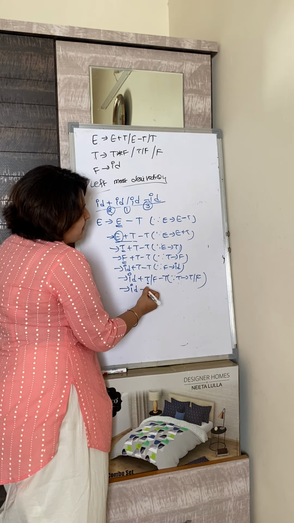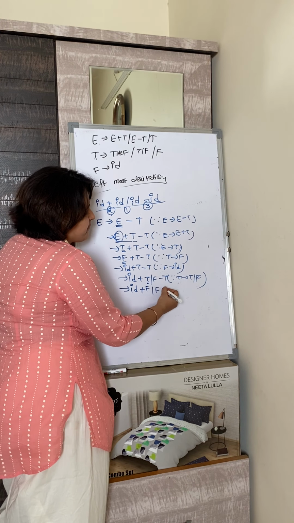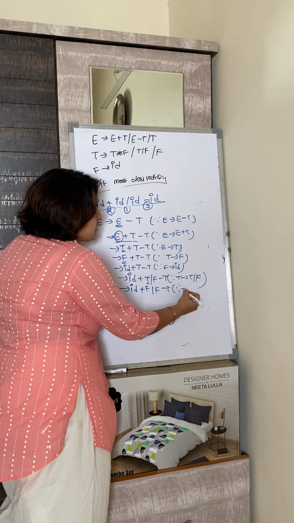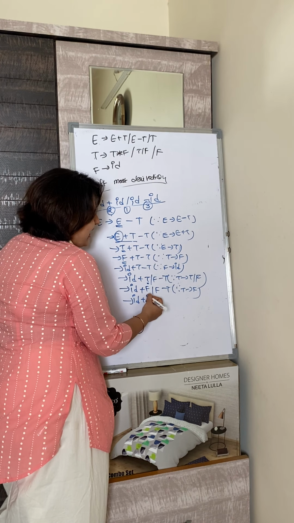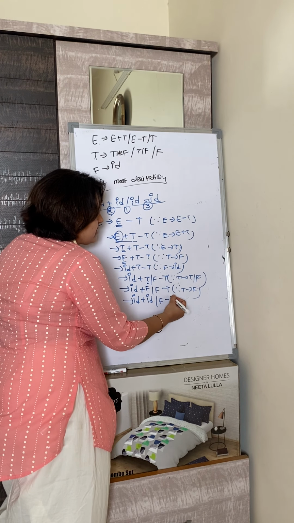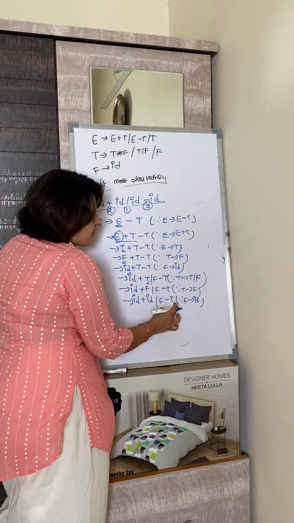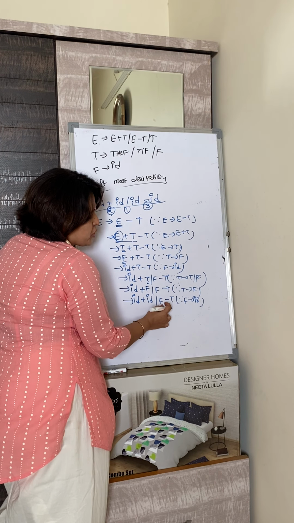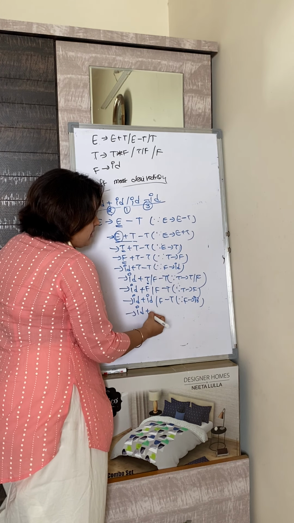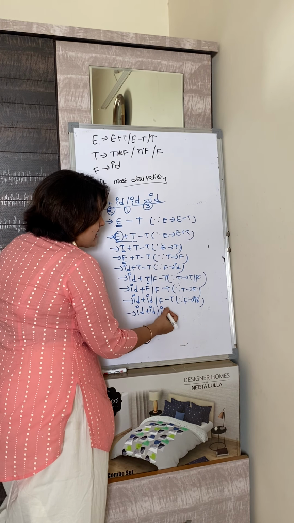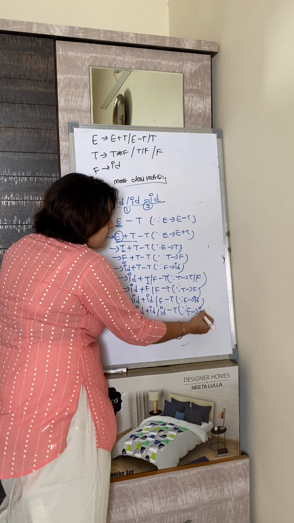So ID plus, if you handle this first, it should be converted to F, because T derives F and F should be converted to ID. ID plus ID divided by F minus T, because F derives ID. Now how many non-terminals do we have on the right side? 2. So left should be handled first, F. So ID plus ID divided by ID minus T, because F derives ID.